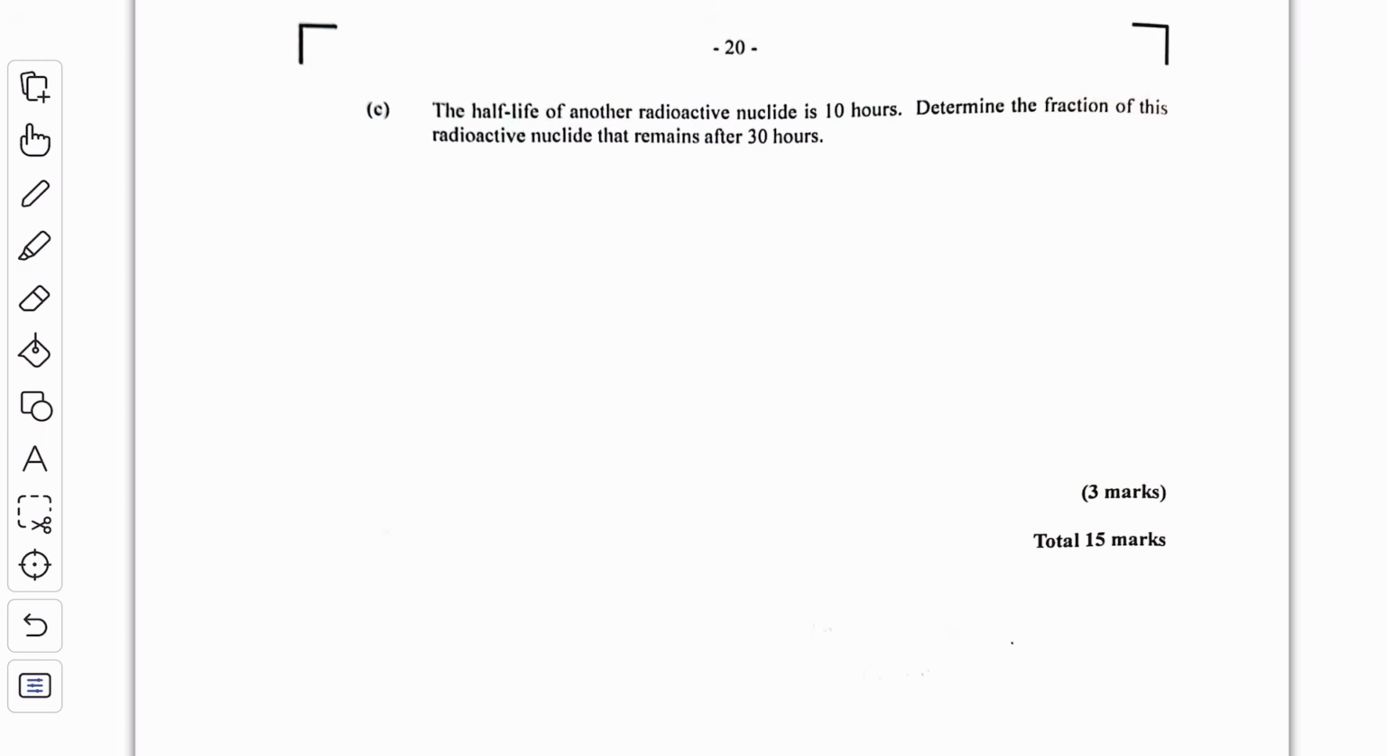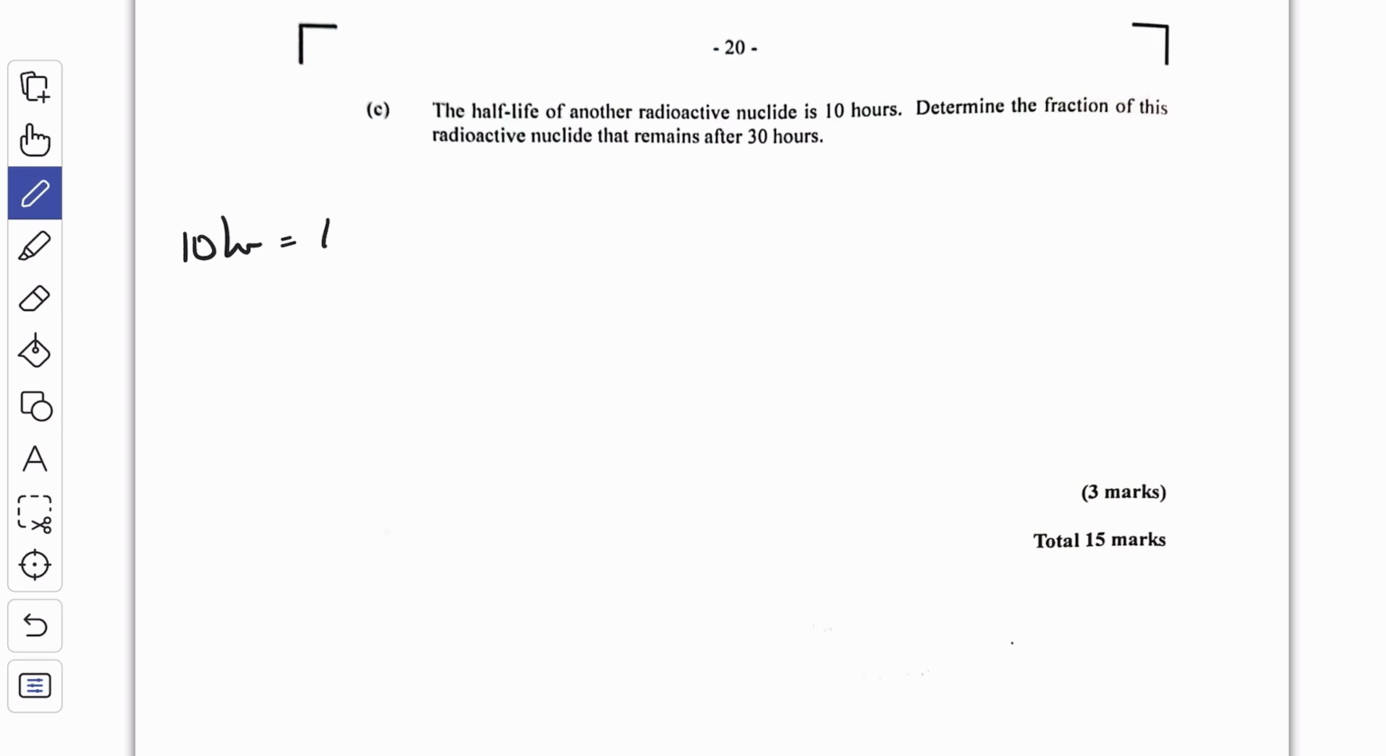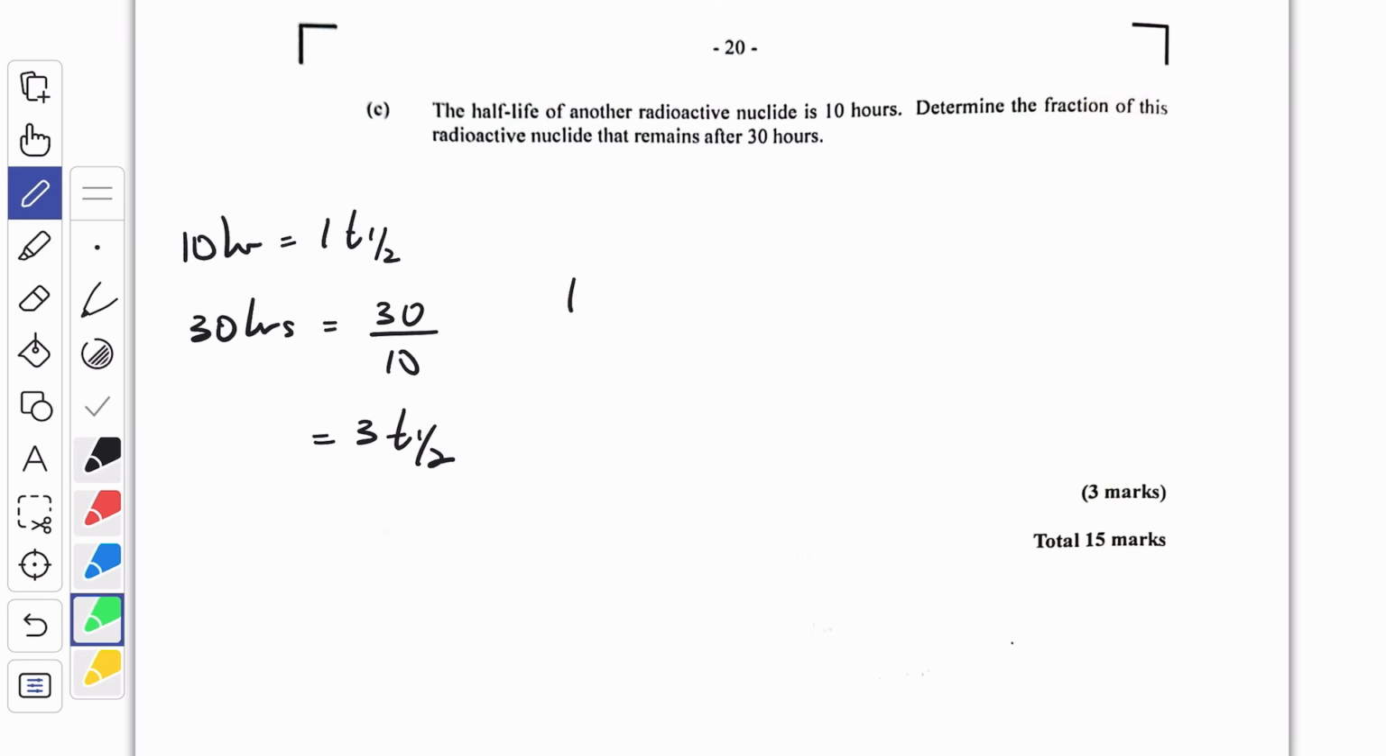Now for the very last part. The half-life of another radioactive nuclide is 10 hours. Determine the fraction of this radioactive nuclide that remains after 30 hours. So first I'm going to say if 10 hours is one half-life and we have 30 hours, then 30 divided by 10 leaves 3 half-lives. So I have to count 3 half-life intervals.